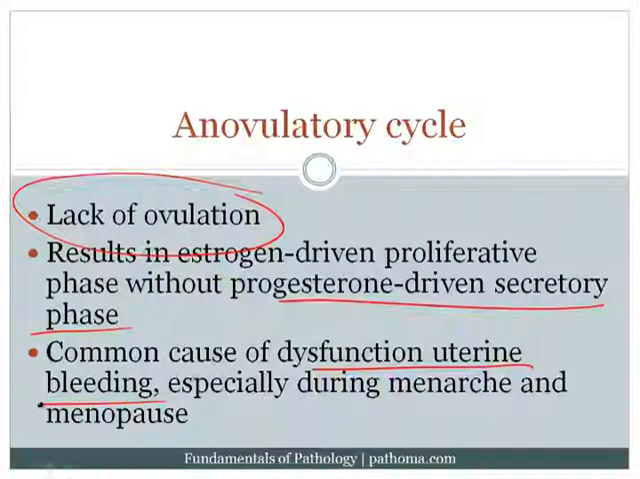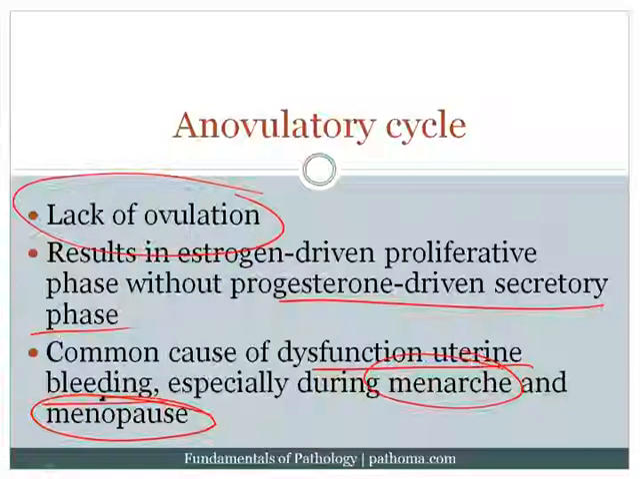Now, classically, an anovulatory cycle is seen during menarche and during menopause. And so those are the classic times when there can be abnormalities in bleeding, and there can be irregular bleeding due to an anovulatory cycle.